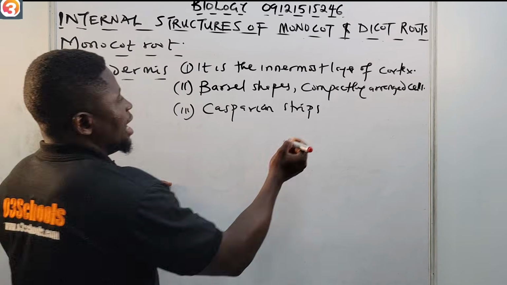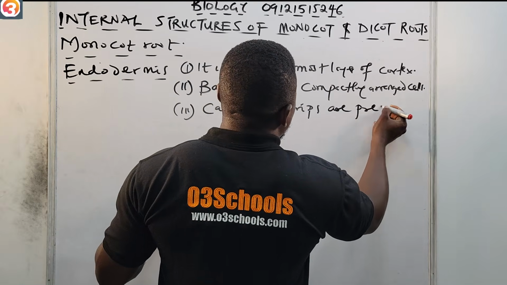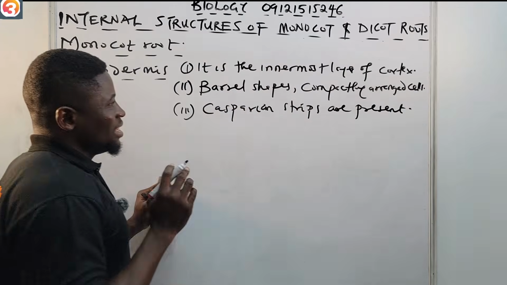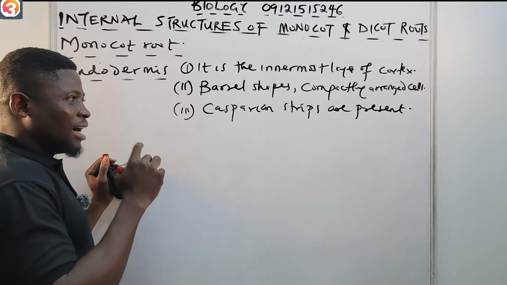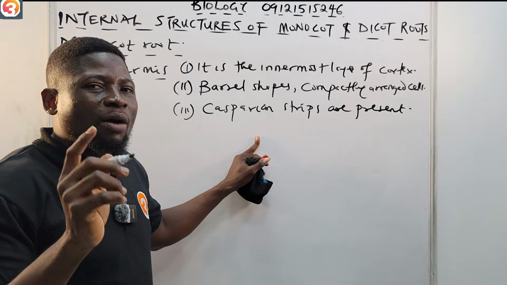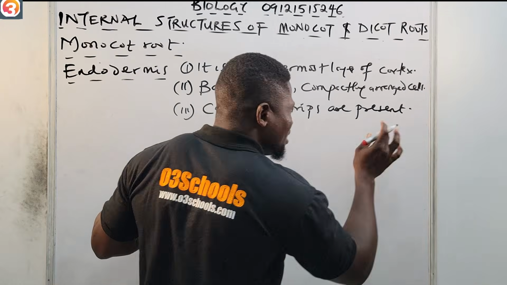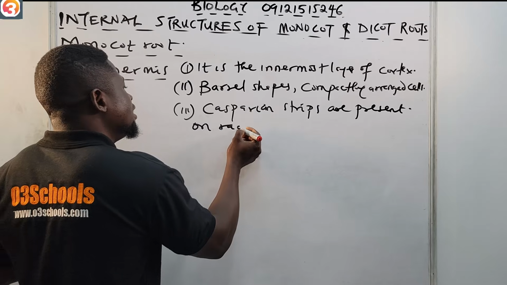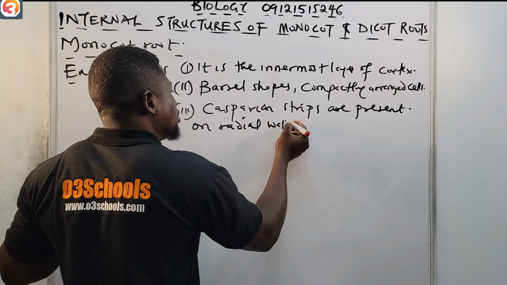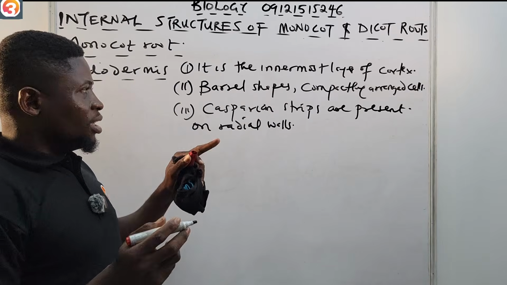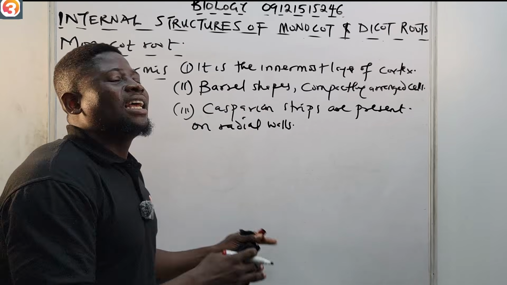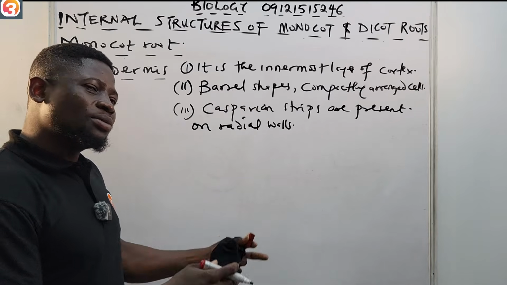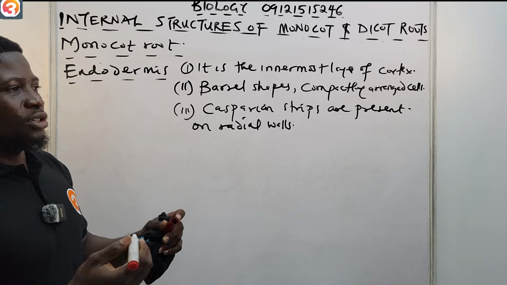Casparian strips are present, but this time they are not present on both radial and transverse walls. They are only present on radial walls, for the monocot root. Remember, for the dicot root, we said Casparian strips are present on both radial and transverse walls and help in conduction of water and solute, isn't it?